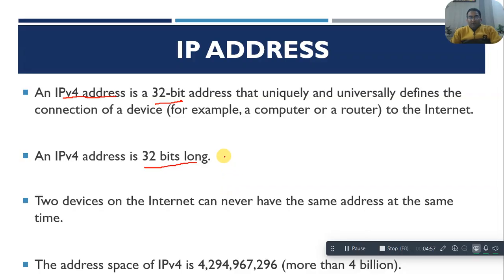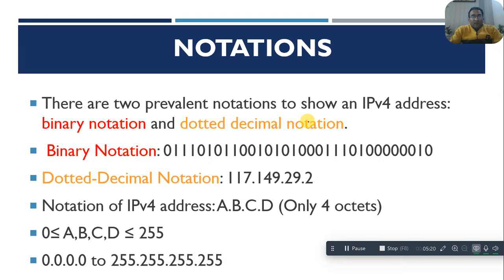If we talk about the total address space which we can make using the 32 bits, it is 2 to the power 32, which is approximately more than 4 billion addresses that we can make by using the 32-bit address. The notation for IPv4 address is of two types. One is the binary notation, and another one is the dotted decimal notation.